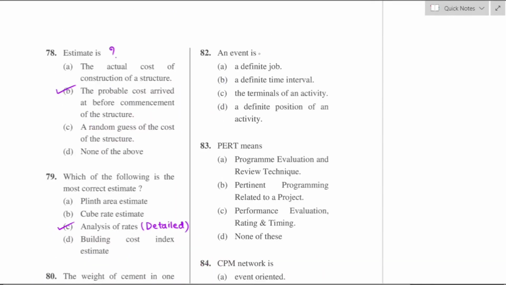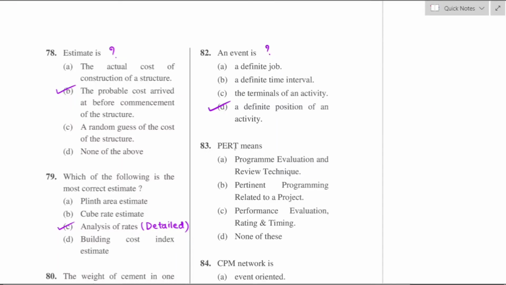Question number 82. An event is a definite position of activity. It is a stage that refers to the particular instant of time that indicates the starting or completion of activity. The occurrence of an event neither requires time nor any other resources. So option D is the right answer. Event is a definite position of activity.